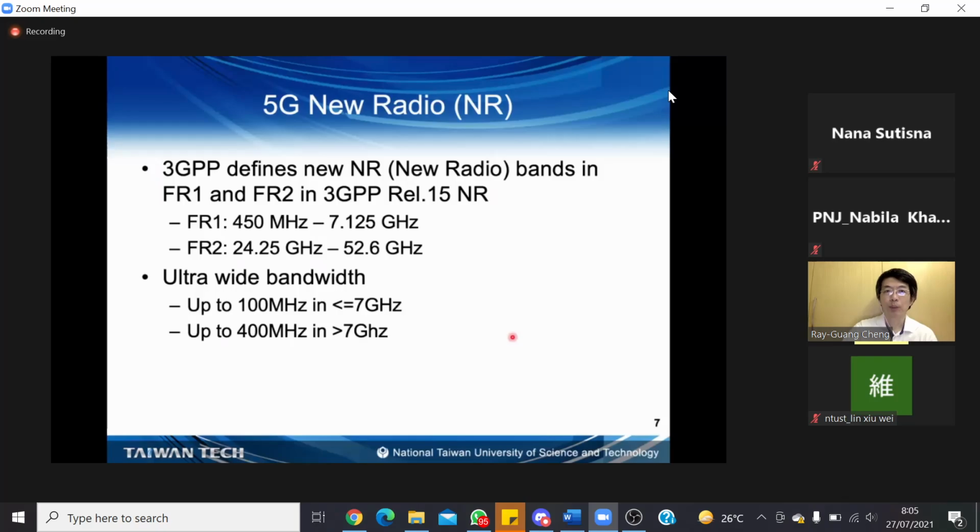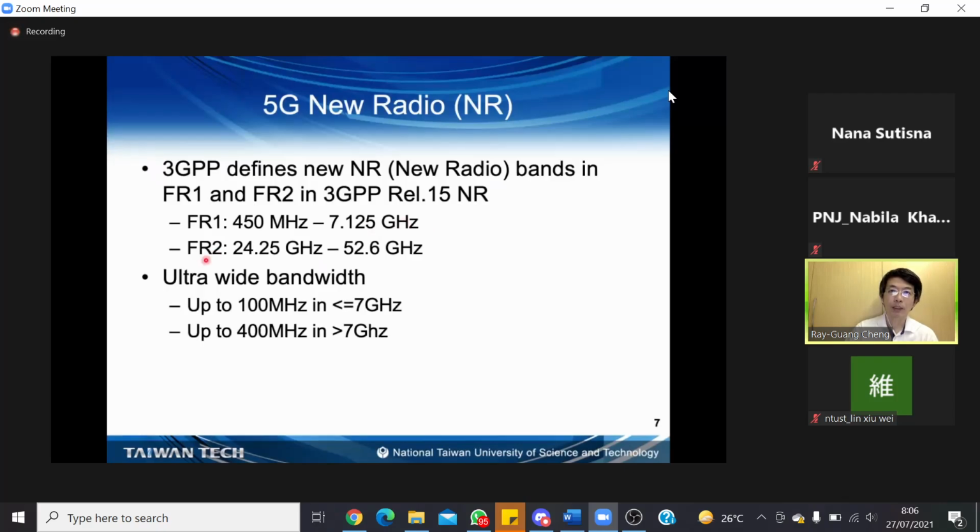First of all, we want to show you 2 terms, FR1 and FR2. In 3GPP release 15, they define 2 spectrum ranges. First, FR means frequency range. So FR1 means 450 megahertz to 7.125 gigahertz. So this is normally known as the sub-6 or sub-7 gigahertz band.